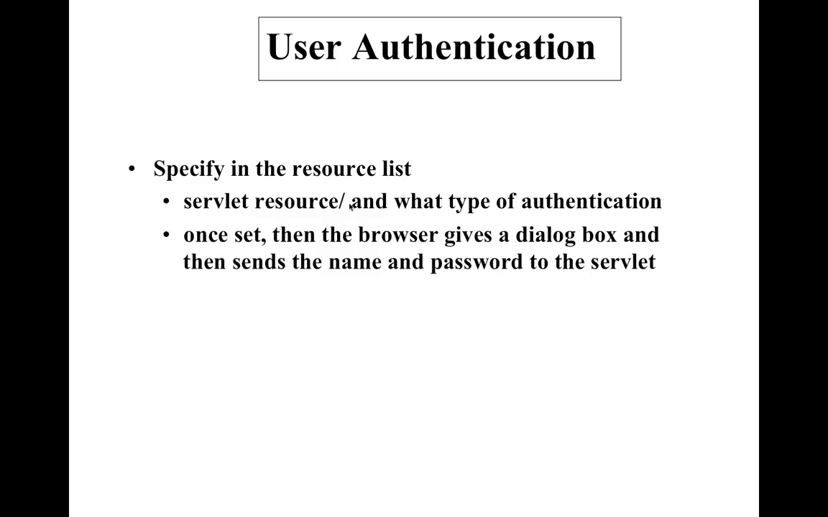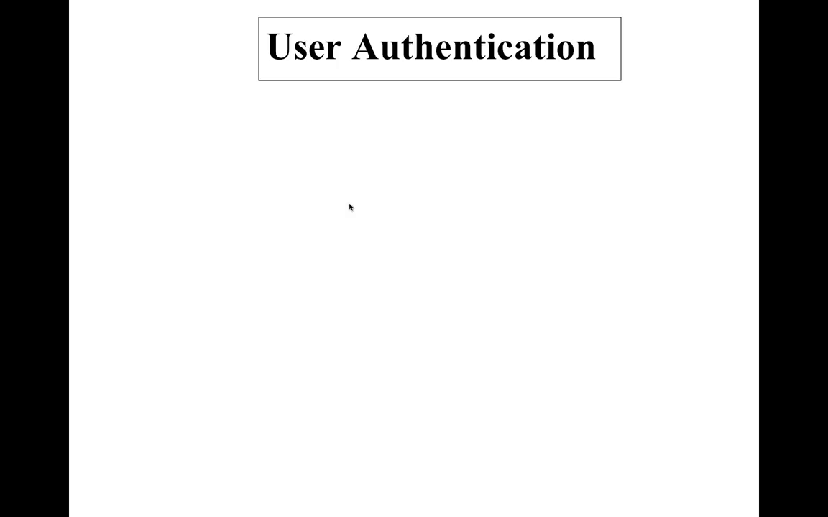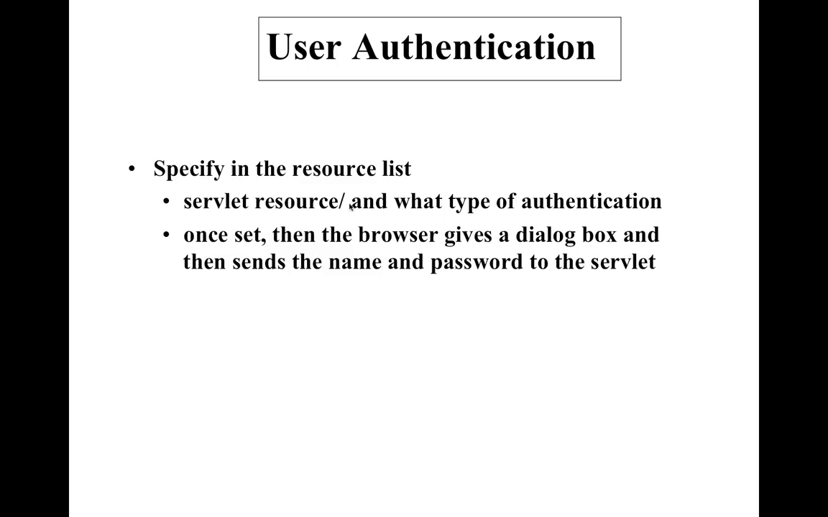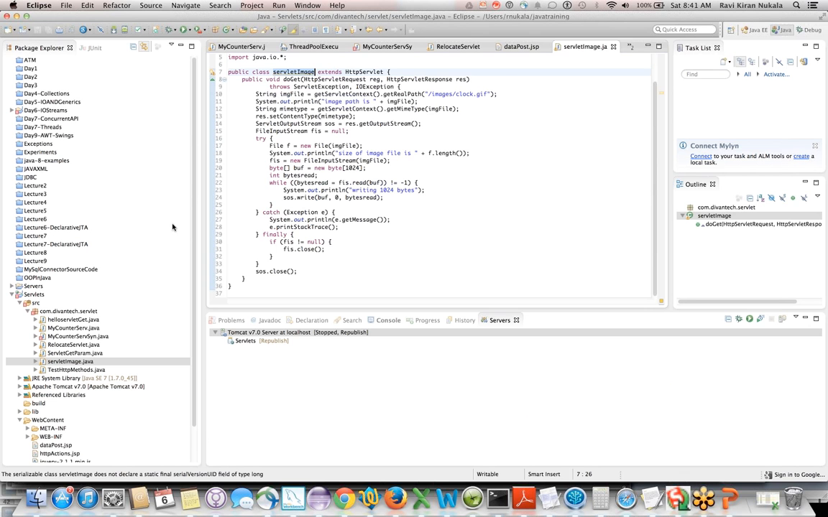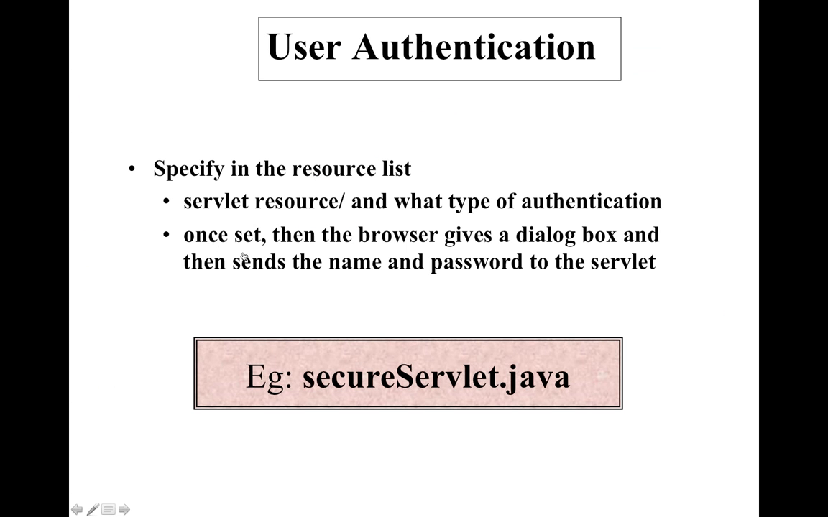So specify user authentication. So what is user authentication? Specify in the resource list, like servlet resource, what type of authentication you want to use. Once set, the browser gives a dialog box and sends the username and password to the servlet. So you want to specify whether you're using basic authentication or base 64 authentication, and you specify that for each of those resources. So how to deal with it? Let's look at the secure servlet. Okay.